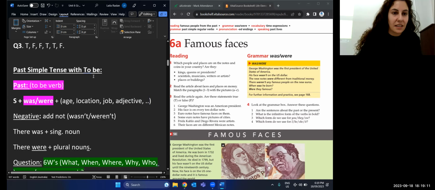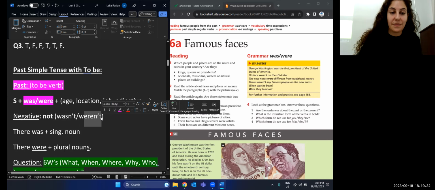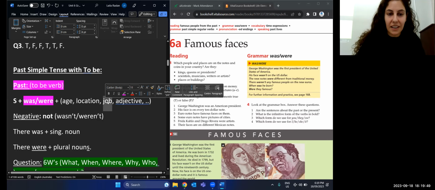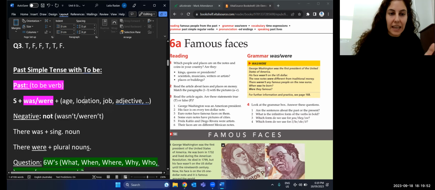So it's the verb to be. To make a negative, we add not. So you can then connect it together with the was or the were to make it wasn't and weren't. That's how we pronounce it. Wasn't and weren't. Yep, so you just add not to make it a negative. So it's like saying, I was not a teacher. I wasn't a teacher. I wasn't a doctor. I wasn't in Brazil.